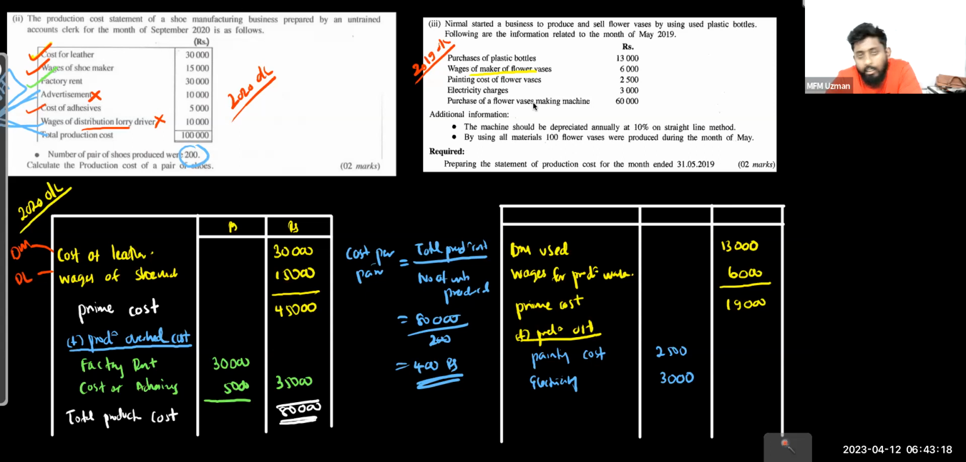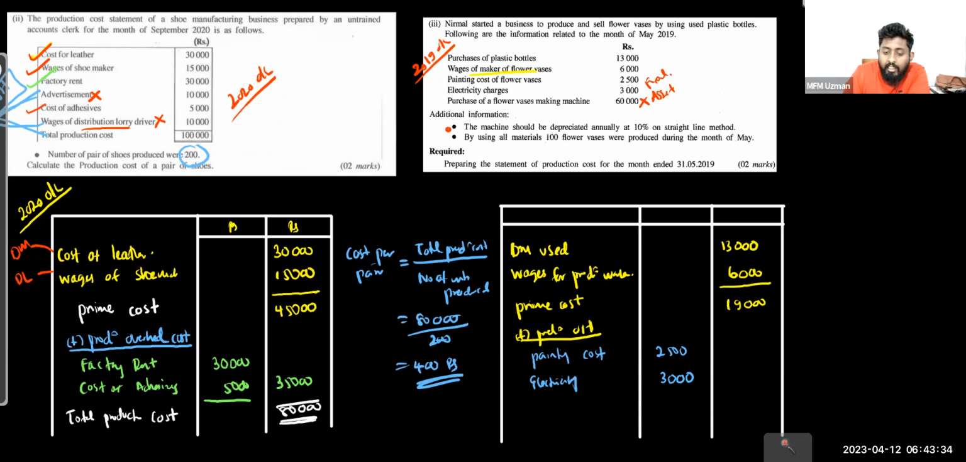That is an asset, guys. You know the accounting equation. Is that an expense? When you purchase a machine, is it an expense? No, it won't come then. Why, guys? This is a fixed asset or non-current asset.